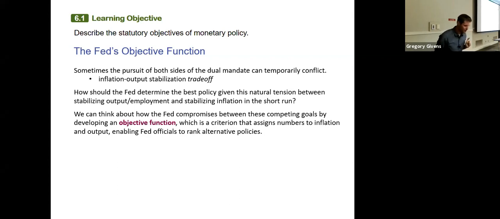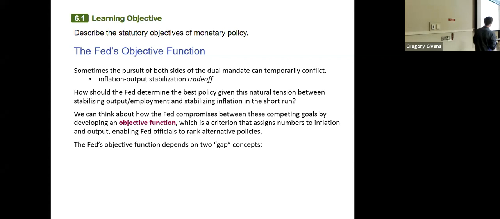All right, now, the Fed's objective function is going to depend on two gap concepts that are, of course, directly related to or reflect its dual mandate. One of them is called the output gap, and the other is going to be called the inflation gap. Let me talk about what these two arguments are, and then we'll put them together to formulate an objective function for the Federal Reserve, so that we have this criterion that we can use to try to select optimal policies.